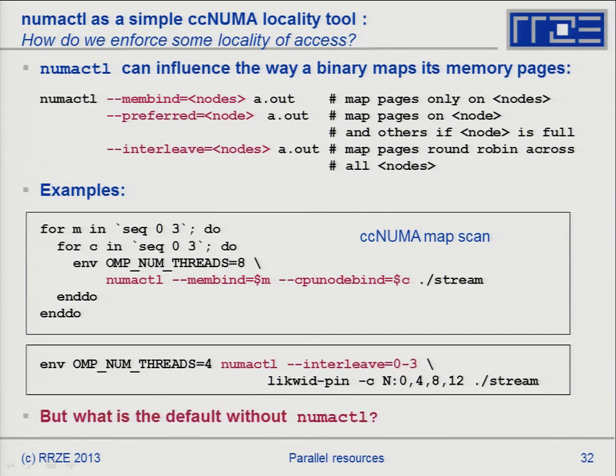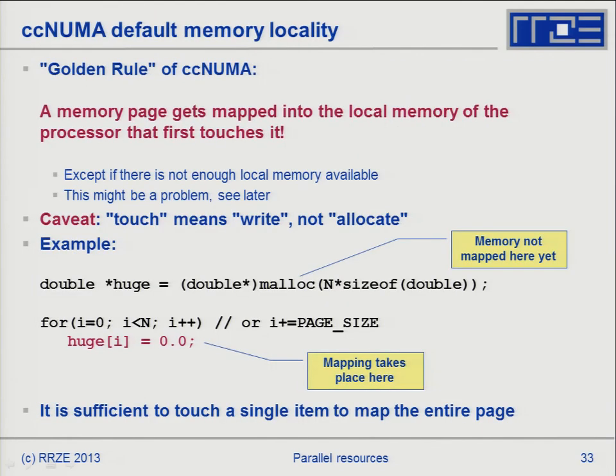Okay, before we go to lunch, I should tell you what the default is without numactl. So what does the system do if you don't tell it to place the pages in NUMA domain 0? And this is what we call the golden rule of ccNUMA. The golden rule says a memory page gets mapped into the local memory of the processor or core that first touches it. So if you allocate memory, you initialize it with some data, zeros or whatever. The first time you access a page, writing to it, not reading, writing to it, it is decided where the page goes. It goes into the local memory of the processor which initializes the page first.